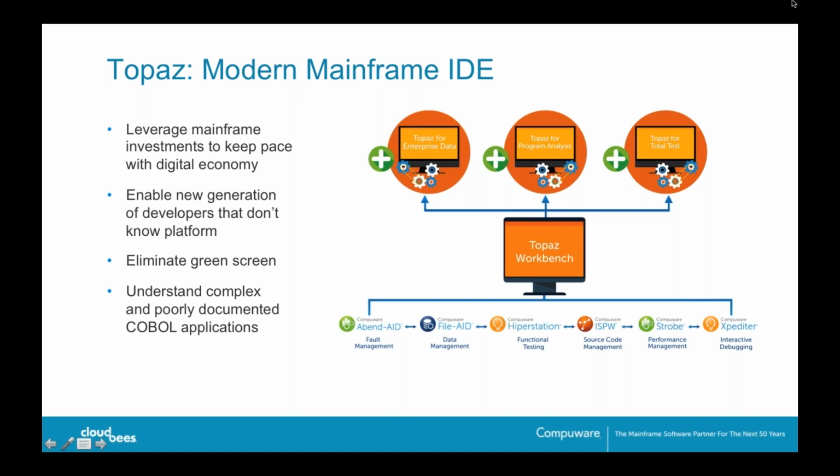Topaz has several components. There's a base capability that provides rich source code editing, fault diagnostics, and debugging. And then we also have additional features such as Topaz for program analysis, which allows developers to understand complex COBOL applications and quickly make changes to those applications. And we have Topaz Enterprise Data that allows customers to understand data relationships inside the mainframe and also across distributed platforms. And lastly, we have Topaz for Total Test, which is a really unique cutting-edge solution that allows customers to have automated unit testing for the mainframe.